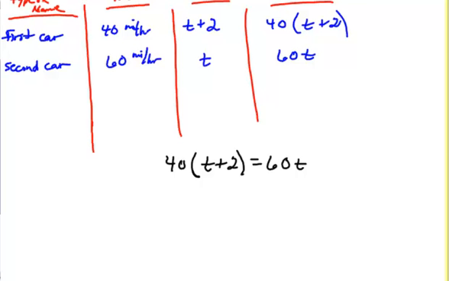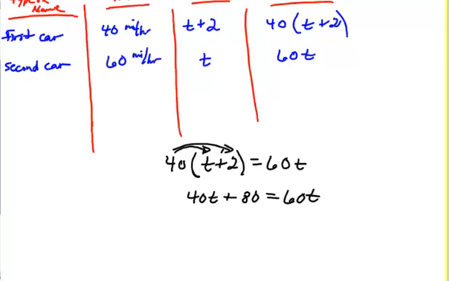We'll distribute this stuff so we get 40t plus 80 is equal to 60t. Let's move one. I'm going to move the 40t. So remember the sign changes, so the 40 becomes negative 40. Keeps that letter on there. Since I just moved it across, that was it.